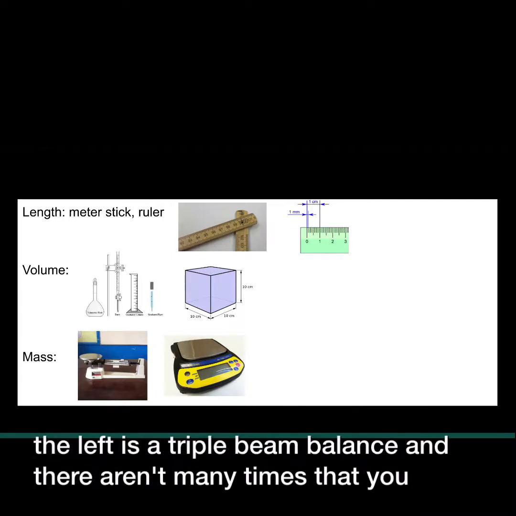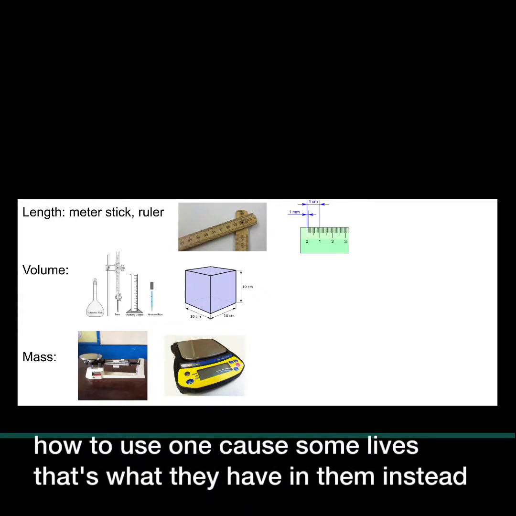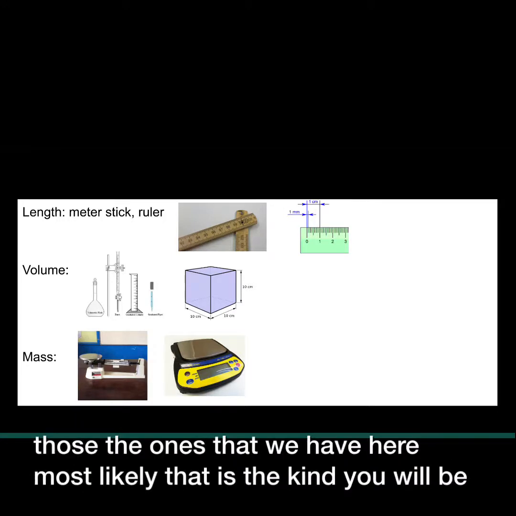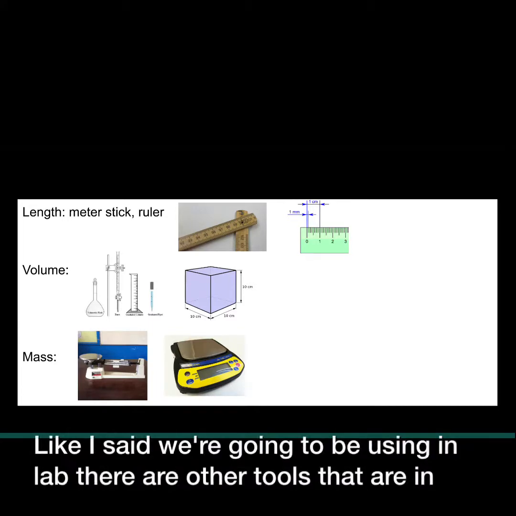The balance on the left is a triple beam balance, and there aren't many times that you probably will use a triple beam balance, but it's important to know how to use one, because some labs, that's what they have in them instead of the balance, like the one that's on the right. It's called a digital balance. Those are the ones that we have here. Most likely that is the kind you would see and use, but in case you come across a triple beam balance, you need to be able to do that. The one on the right is the digital one, and that one is really a simple one, and that's the one, like I said, we're going to be using in lab.